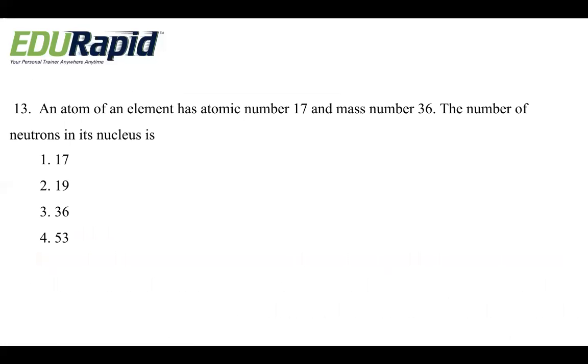An atom of an element has atomic number 17 and a mass number 36. The number of neutrons in its nucleus is? It is the same as the previous one. We have atomic number 17 here and mass number 36, so we have to find out the number of neutrons in it. Same thing here, just subtract 17 from 36 and we'll get the answer. So the answer is 19.